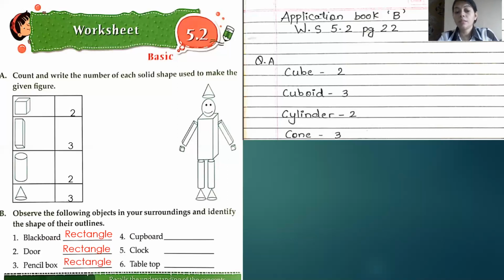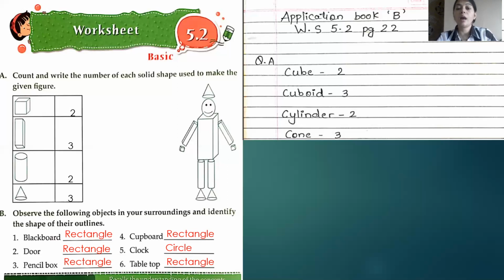Then comes cupboard. What is the shape of cupboard? Yes, it is also rectangle in shape. Fifth one is clock. And what is the shape of clock? It's circle. And the sixth one is tabletop, and again the shape of tabletop is rectangular in shape.